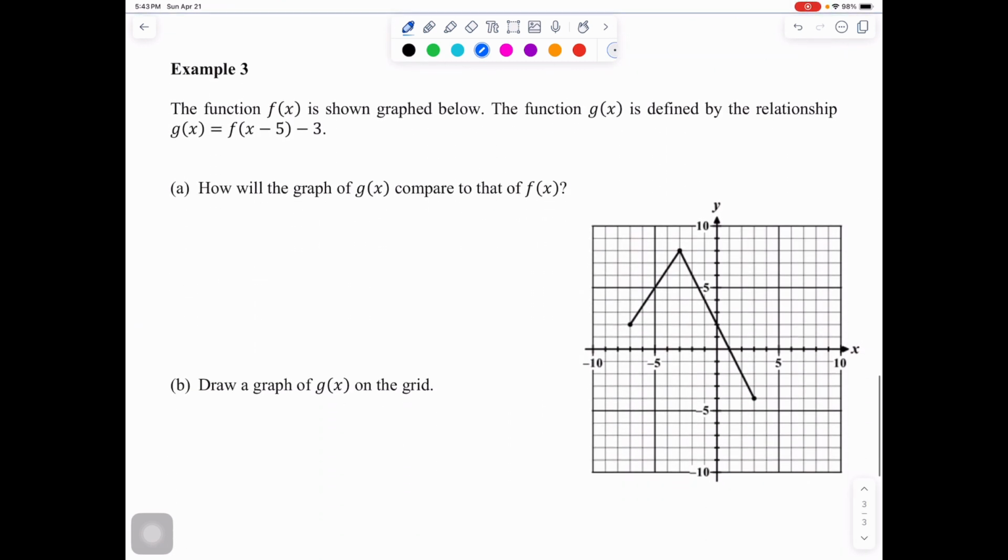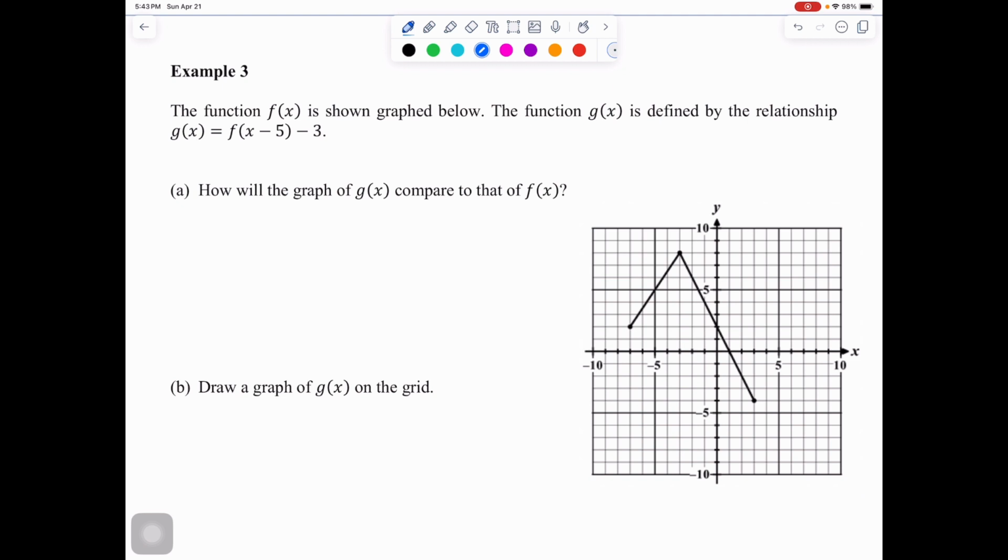Now let's move on to our final example, example 3. The function f of x is shown graphed below. As you can see here, it's a piecewise function. So we don't have a formula for it. They're just going to refer to it as f of x, and that's fine because we can still figure out the transformations from g of x, which they give us as f of x minus 5, then minus 3. So the first question says, how will the graph of g of x compare to that of f of x? So I want to take that formula and write it down. G of x equals f of x minus 5 and then minus 3.